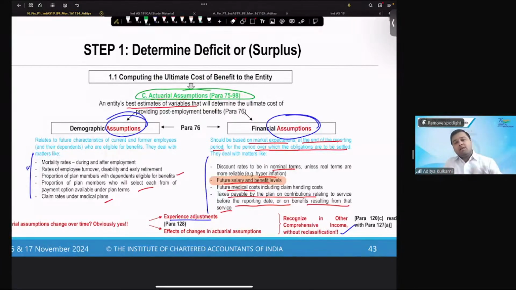So this is not merely a change in your regular assumption. This is something that is modifying your actuarial assumptions itself. See, when I talk about actuarial assumptions, remember one thing. This is something which is purely not in control of the entity. Future salary levels. Is it in control of the entity, or does a market also have an implication on that future salary levels?